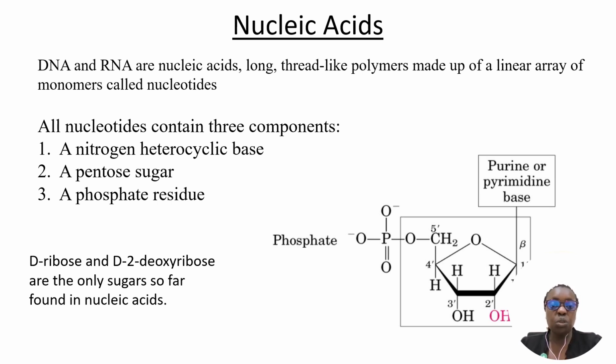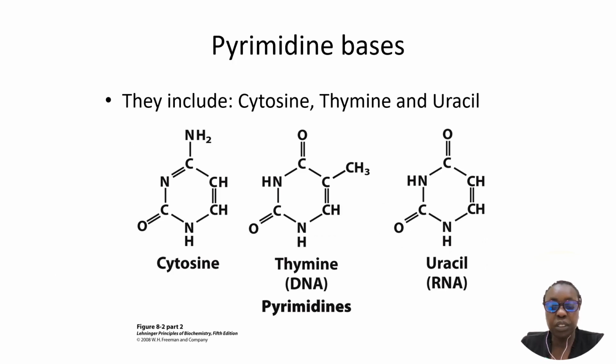So, to remember here, the monomer of nucleic acid is the nucleotide, which is made up of a nitrogenous base, a pentose sugar, and a phosphate residue. The nitrogenous bases we have mentioned can be of two types, purines and pyrimidines. If we start by looking at the pyrimidines, there are three types: cytosine, thymine, and uracil. Cytosine is found in both DNA and RNA. However, thymine is only found in DNA, while uracil is only found in RNA. We don't have uracil in DNA.